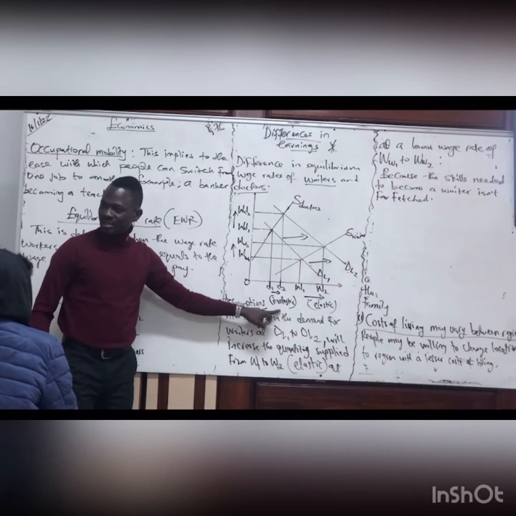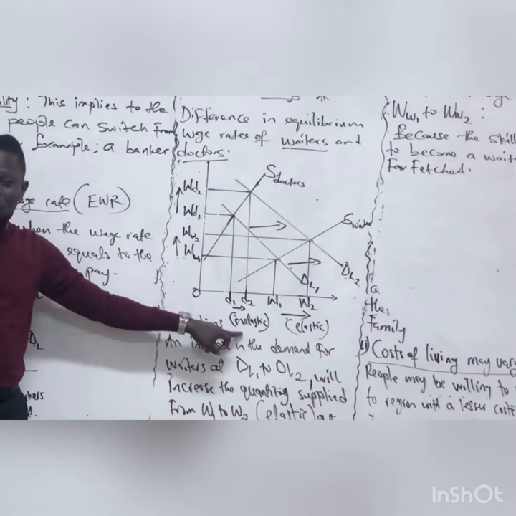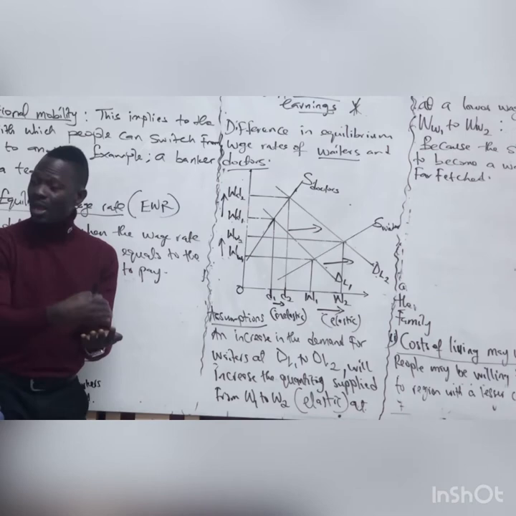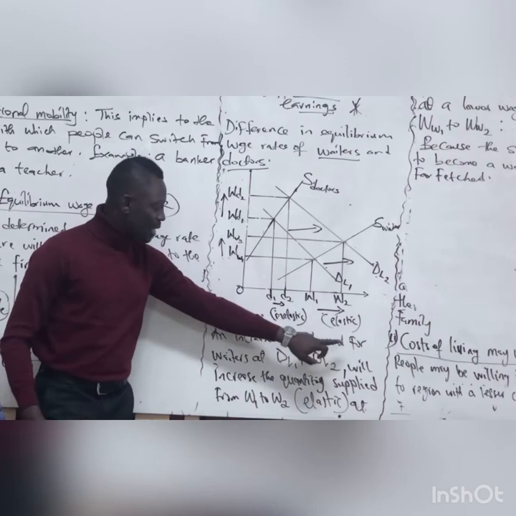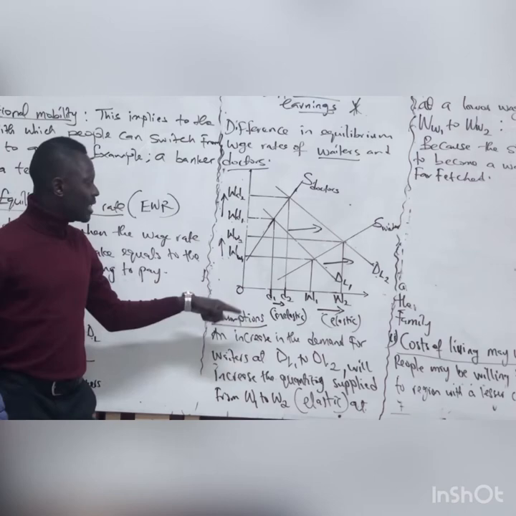Do we get it? There's an increase in wage rate, which should attract workers. But where are the workers? The supply of doctors is less than the demand for doctors. But here, the supply of waiters is more than the demand for waiters. That is why it's elastic. And that's why this one is what? Inelastic. Do we get it? So the second analysis.